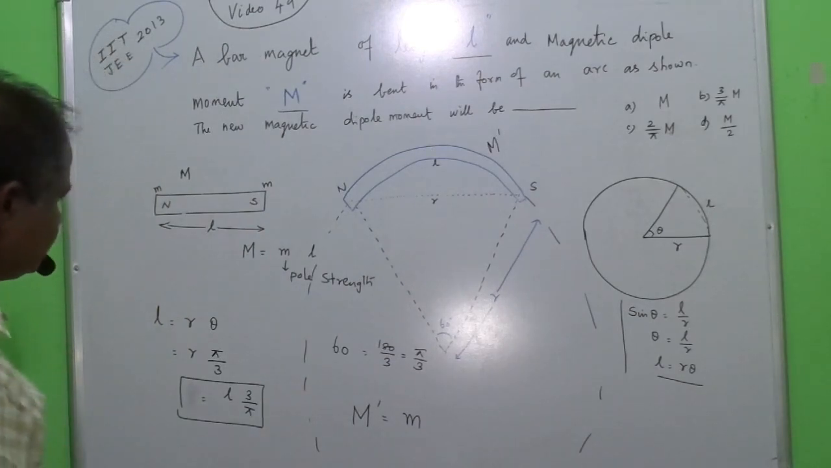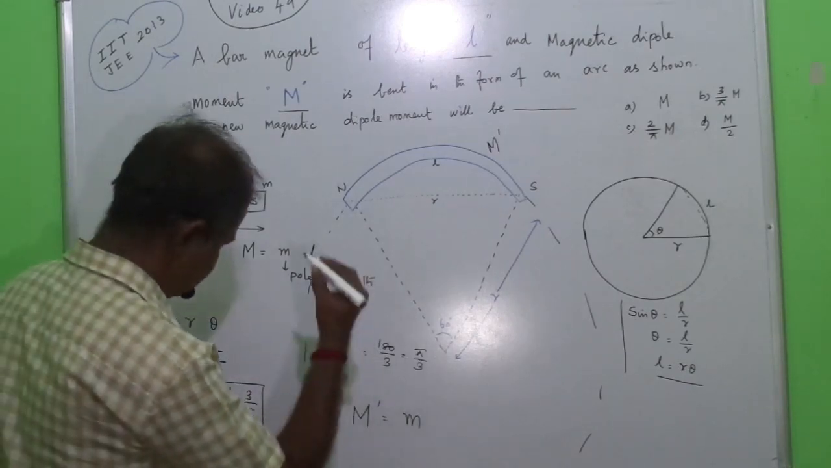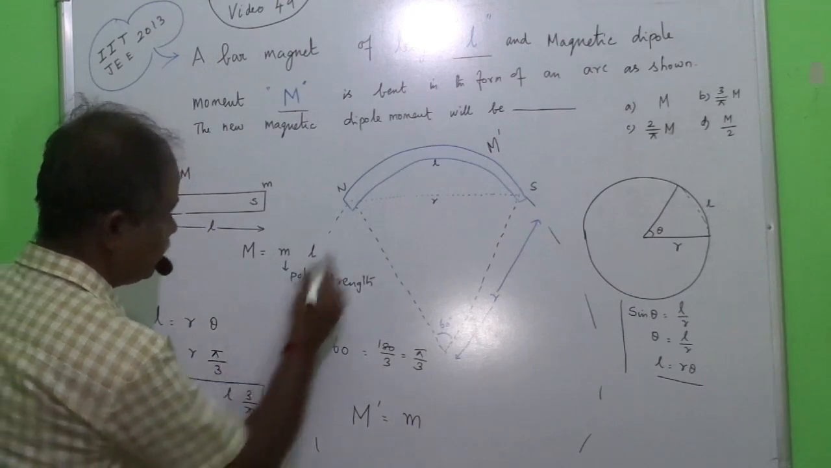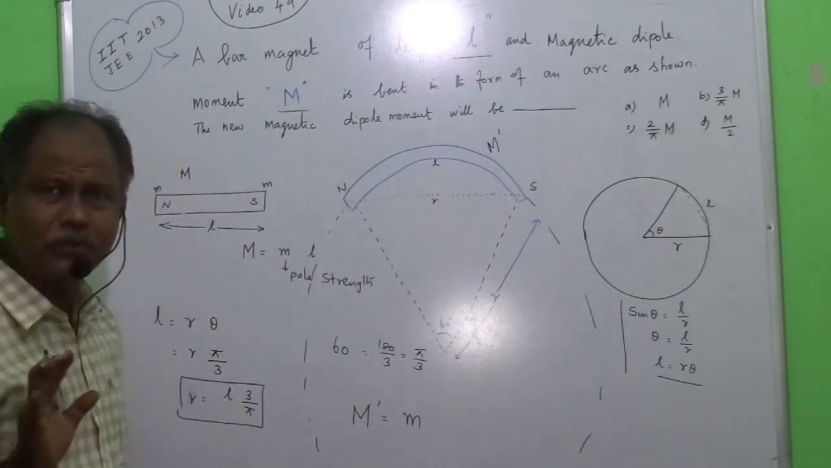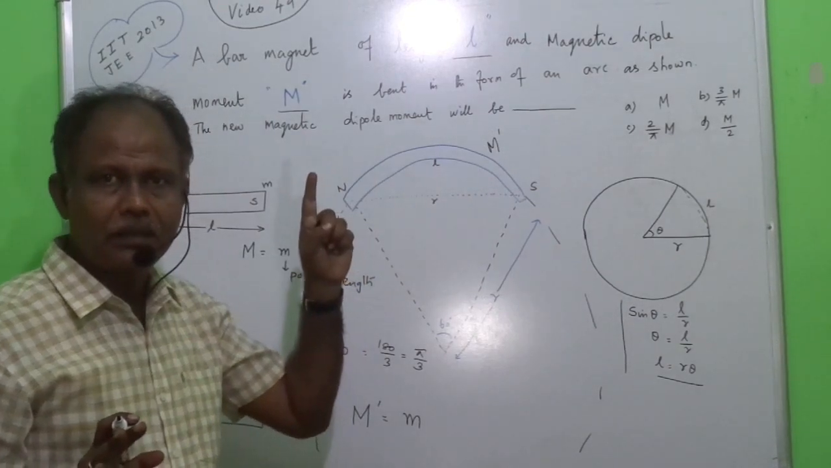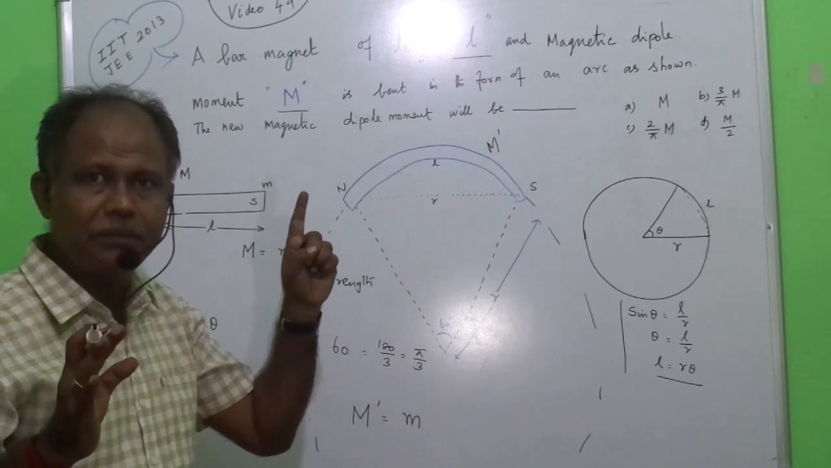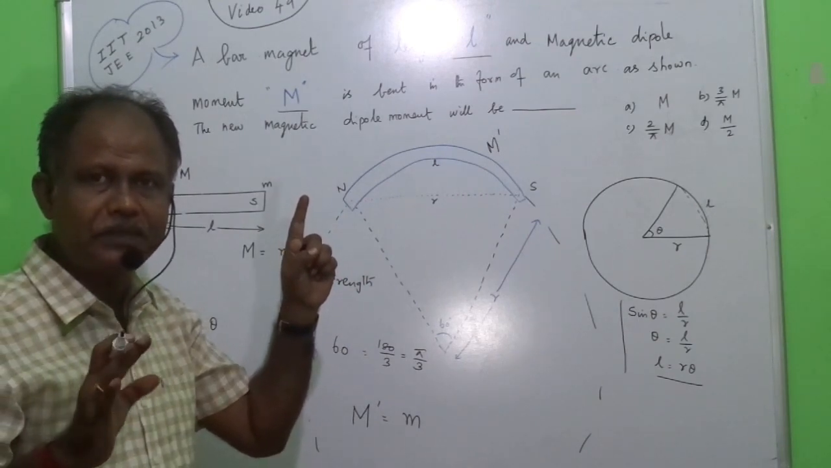Oh, yes. Let this value be R. Just put R here, instead of L. What is R? R is the distance between two poles. What is the length of the magnet? The length of the magnet is nothing but the distance between the two poles.